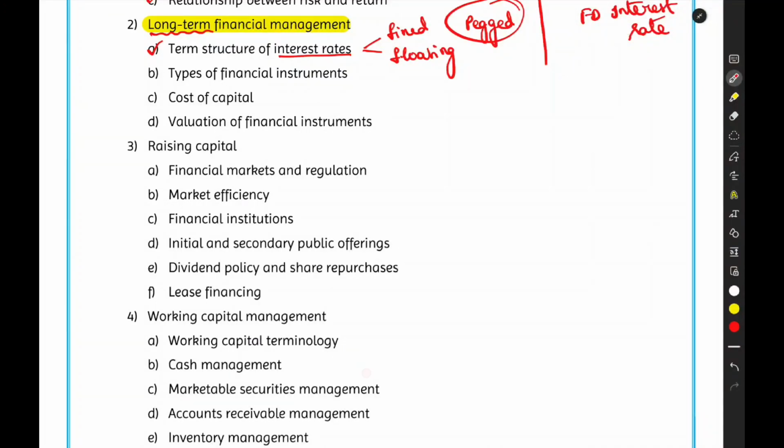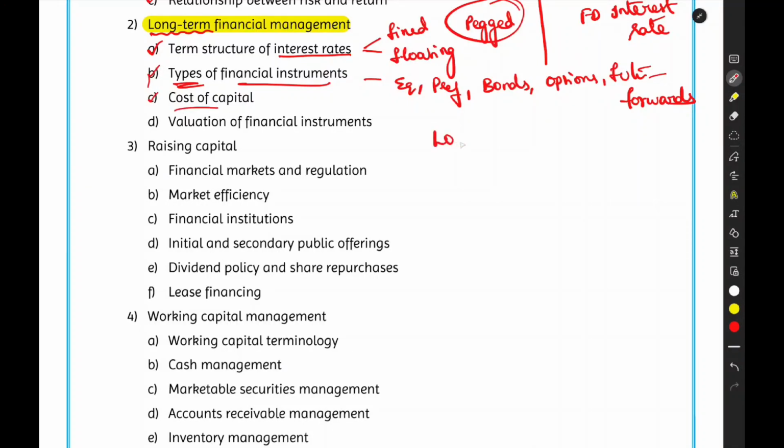Then we are also going to talk about different types of financial instruments: equity, preference shares, bonds, options, futures, forwards. All the different types of financial instruments we are going to discuss there. Then the concept of cost of capital.